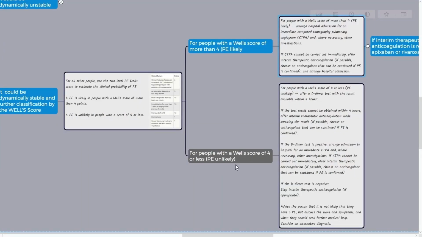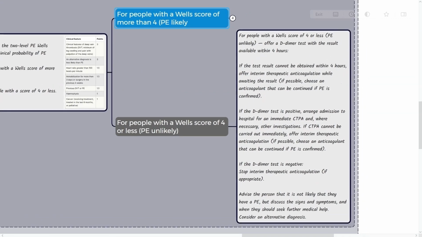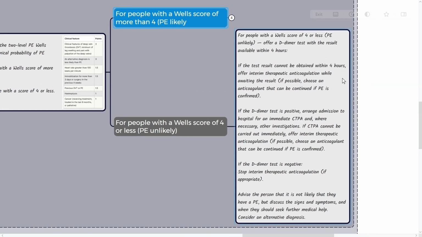For people with a Wells score of 4 or less, PE unlikely. Offer a D-dimer test with the result available within 4 hours. If the test result cannot be obtained within 4 hours, offer interim therapeutic anticoagulation while awaiting the result. If possible, choose an anticoagulant that can be continued if PE is confirmed.